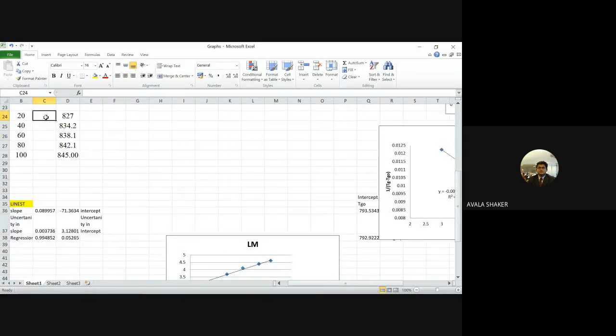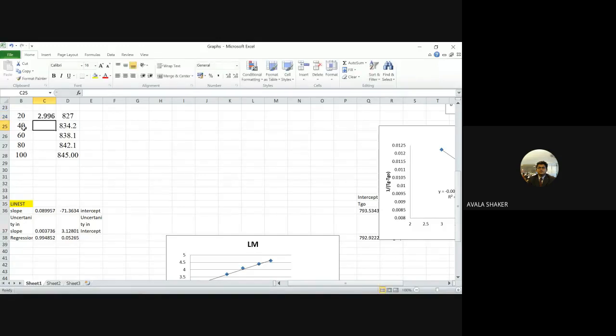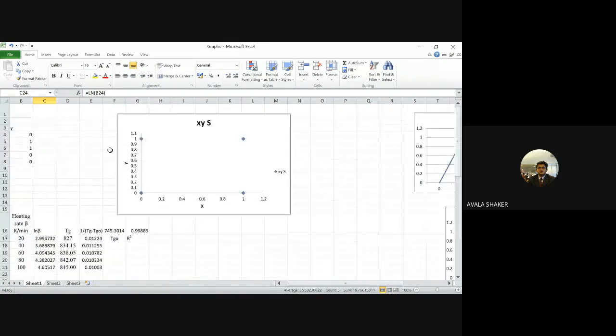So what I want here is the log of this, that is log to the base e. So I'll say ln of this value, and then I just drag, and it will take the ln of all these values.